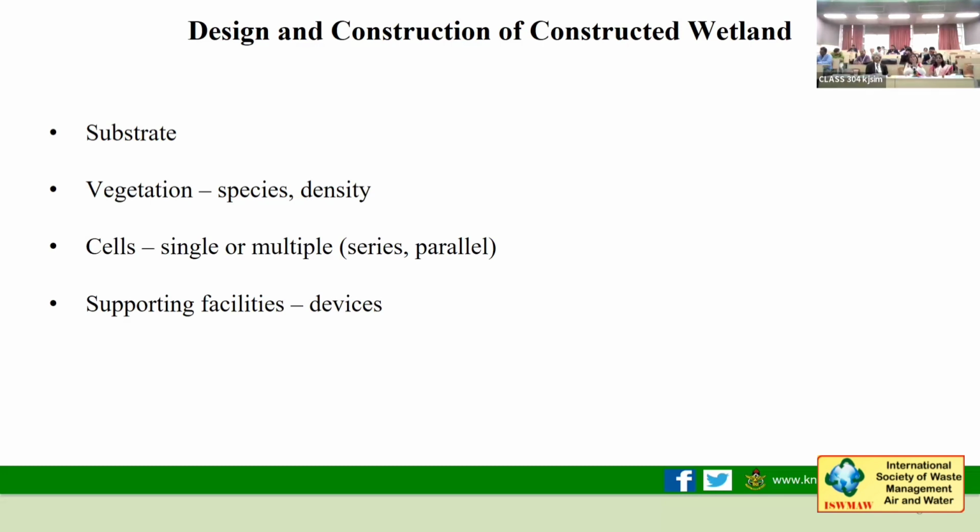Then when you consider cells, you can have a single cell constructed wetland or multiple cell. For the multiple cell, you can have series or parallel, and then for the series one, the effect of one is dependent on the other, but for parallel it's not. The other things that you consider are the supporting facilities, and these are baffle devices and inflow and outflow devices.